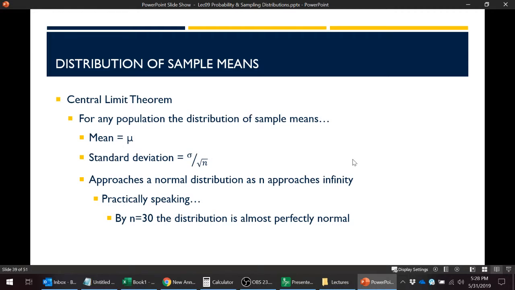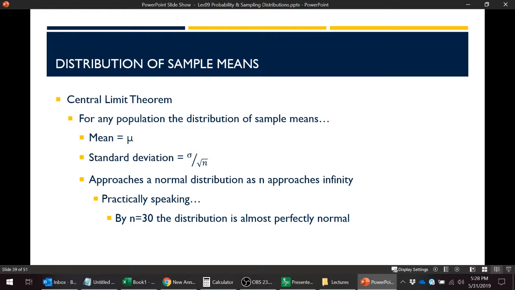Now, this makes some intuitive sense. When you look at this formula, as n, which is in the denominator, increases, that denominator will get bigger and bigger, which makes the overall quotient get smaller and smaller. We know that the larger the sample size, the less sampling error we have. Another way to think of the standard deviation of the distribution of sample means is the amount of error you should expect on average, because it's how far a given sample mean is from the population mean on average.